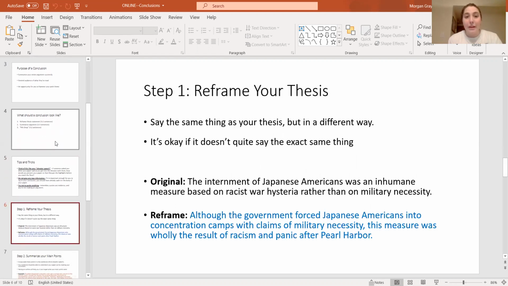So then step 1 will be reframing your thesis. We're going to go through this a bit at a time. Say the same thing as your thesis, just in a different way. It's okay if it doesn't say exactly the right thing. So we're going to look at my sample thesis.